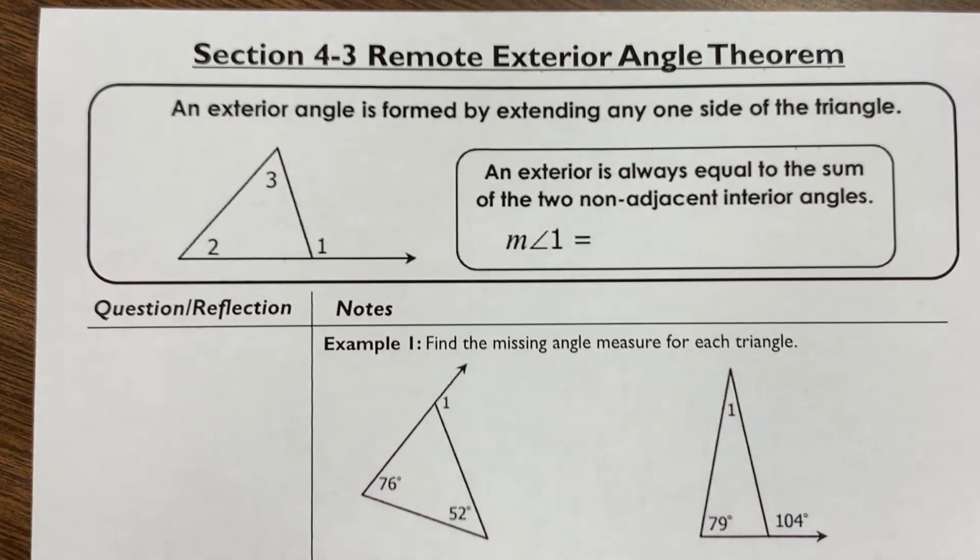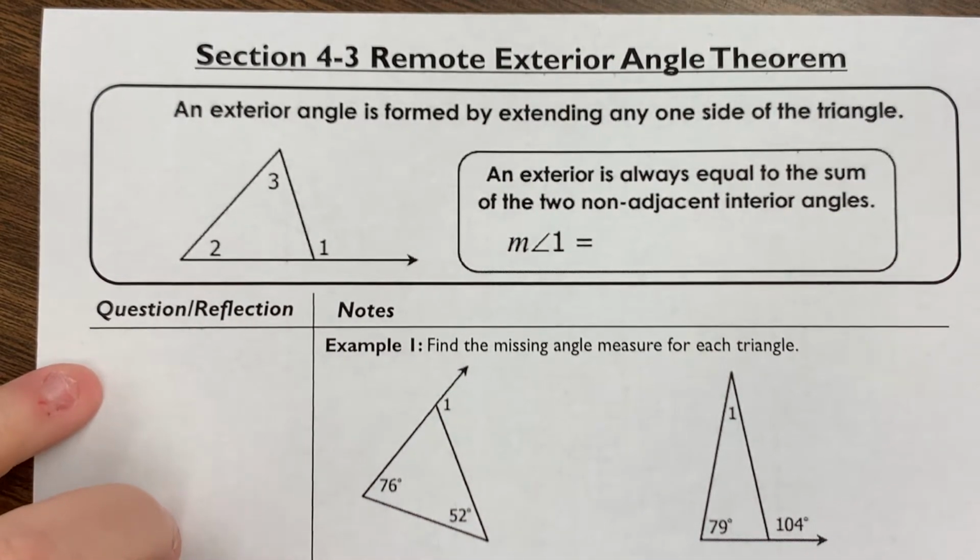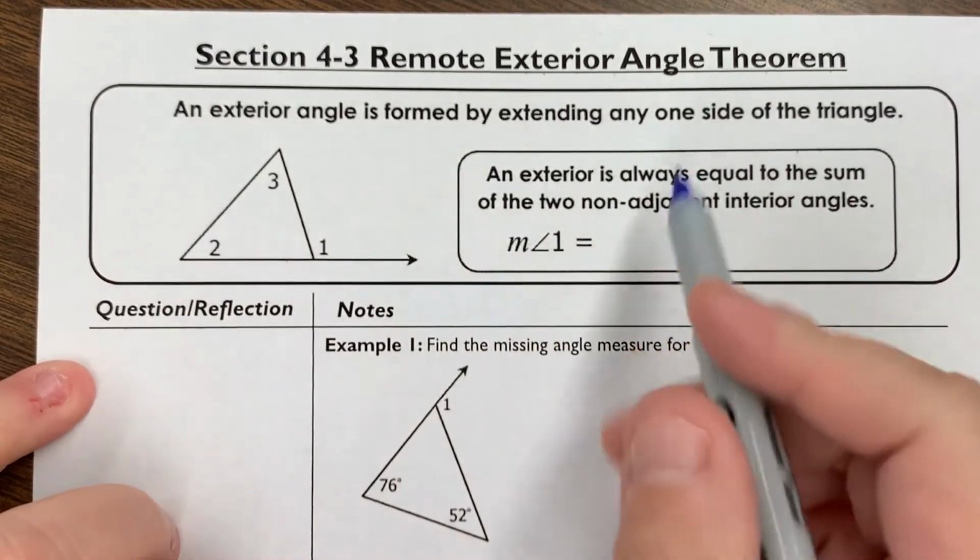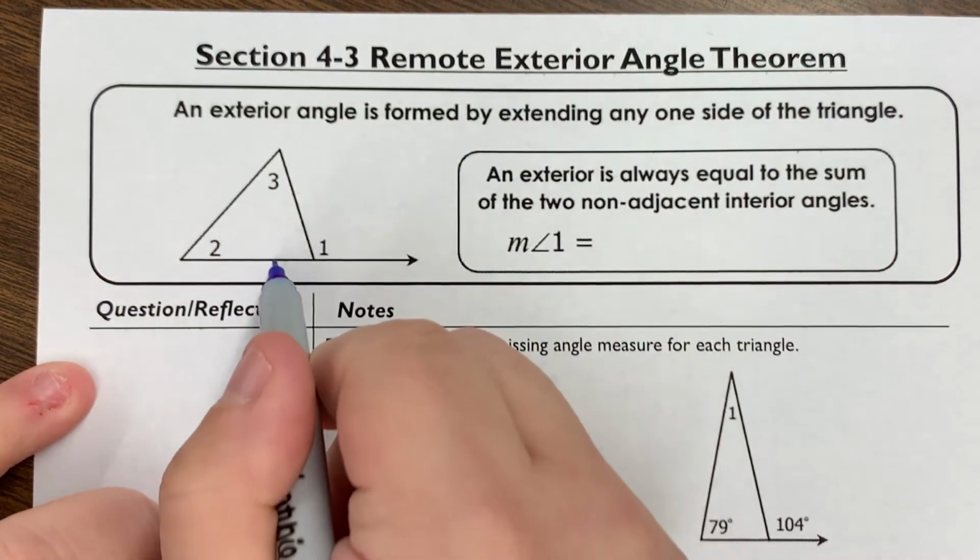Hello everybody. We continue on in lesson 4.3. We take our concept from a triangle adding up to 180 degrees and we extend it into what's known as the remote exterior angle theorem. So, any exterior angle is formed if we extend one side of the triangle.